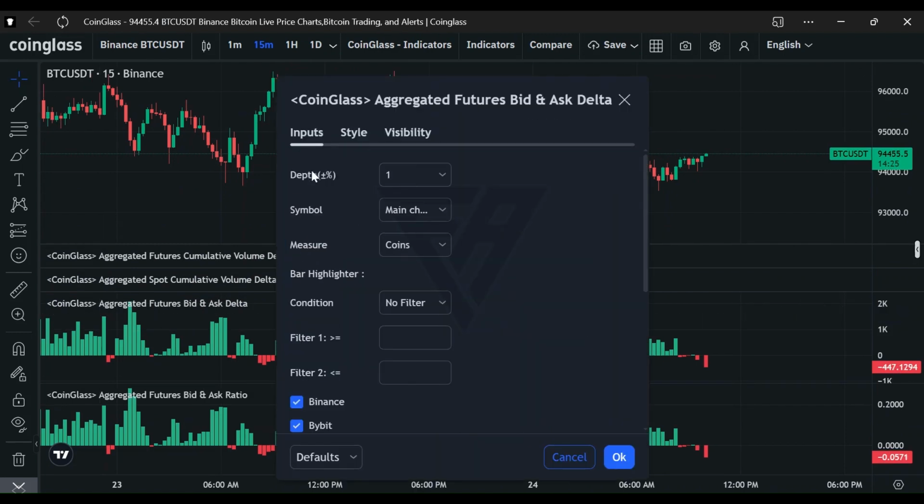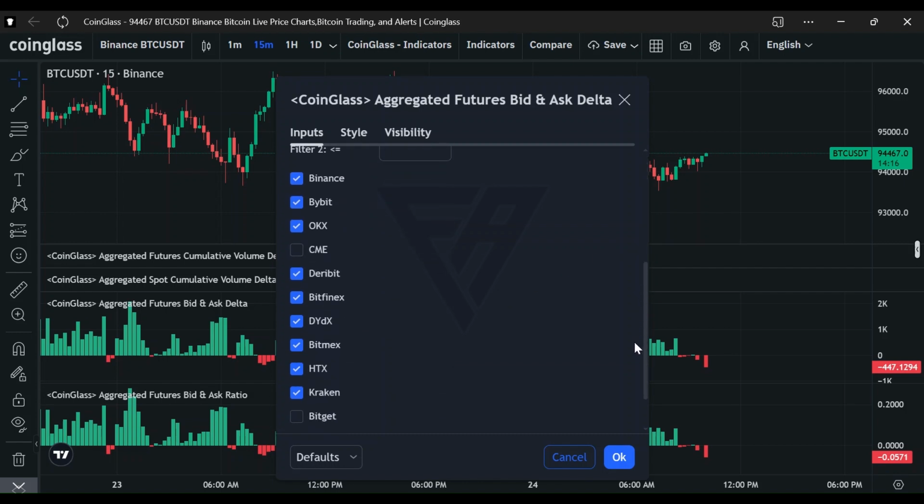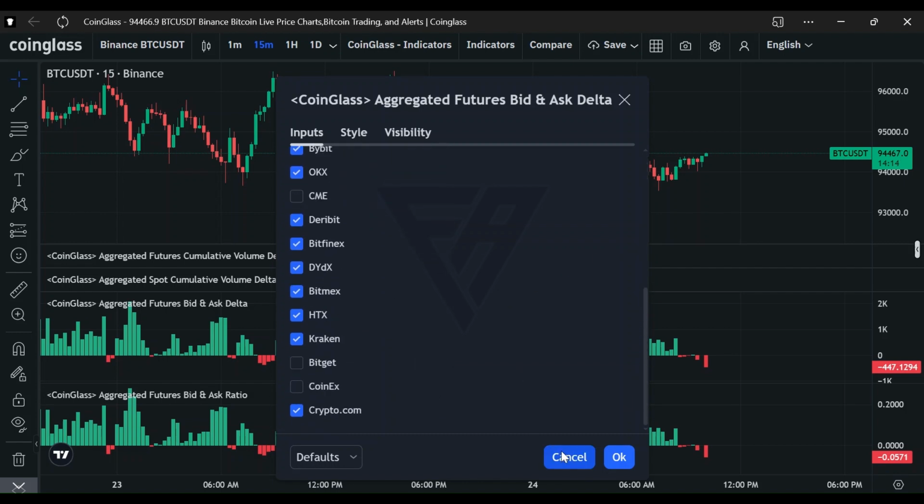The depth of 1% means 1% above and below, in which orders, bid/demand and ask/supply, are prominent. Okay, you can select different exchanges here. Same you can do with the other.